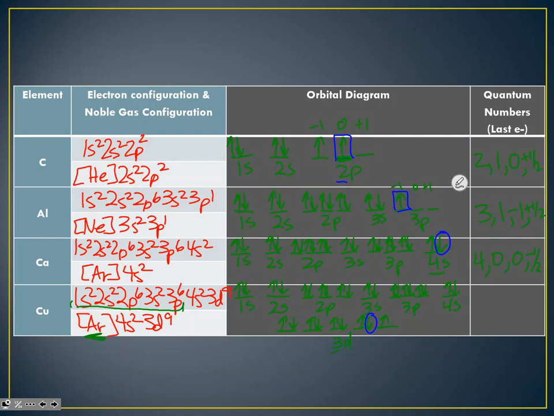3. Principal energy level 3. What's the sublevel now? 2. It's a 2 for d. And what's our orbital? Remember, this goes -2, -1, 0, +1, +2. So this is going to be +1, and then it's spinning down, counterclockwise. Yes, -0.5.